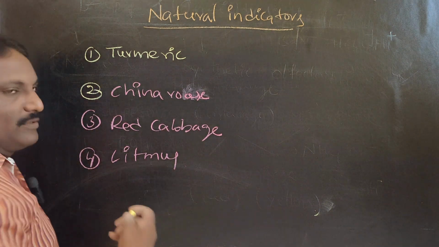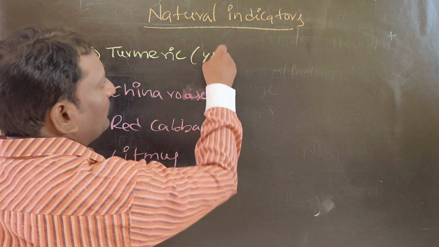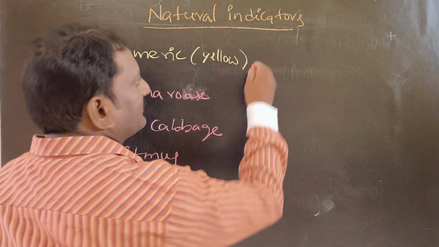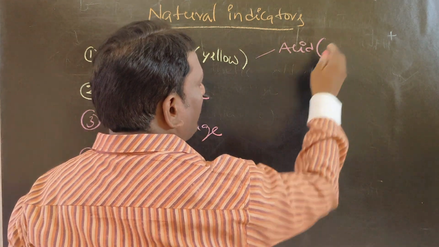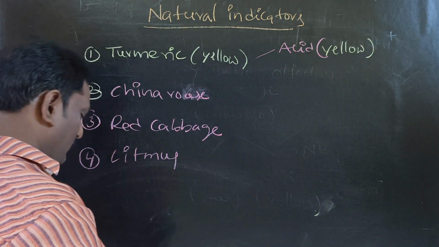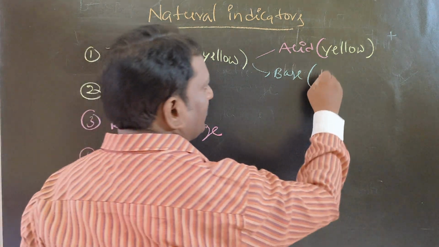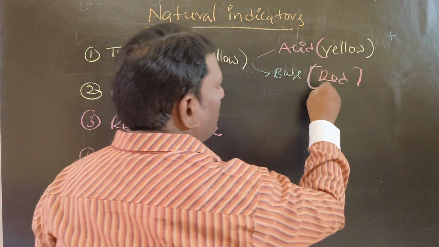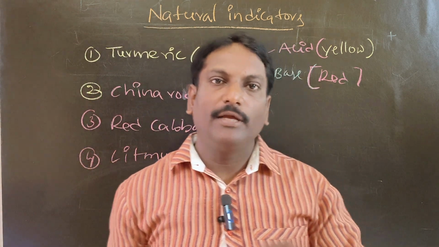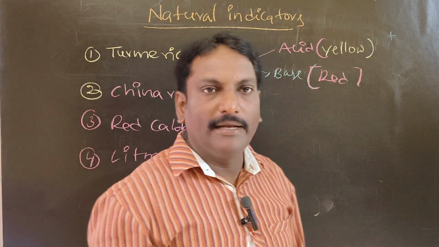Turmeric powder. You are very familiar with turmeric powder. Turmeric powder is yellow in color. When it is dropped in acid, it remains yellow only. There is no color change. In base, it changes to red. Please remember this one. Turmeric powder, when dropped in acid, remains unchanged, yellow in color. In base, it changes to red. So turmeric powder can be used as an indicator.